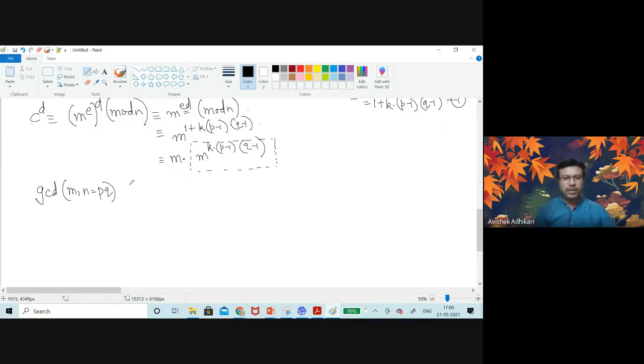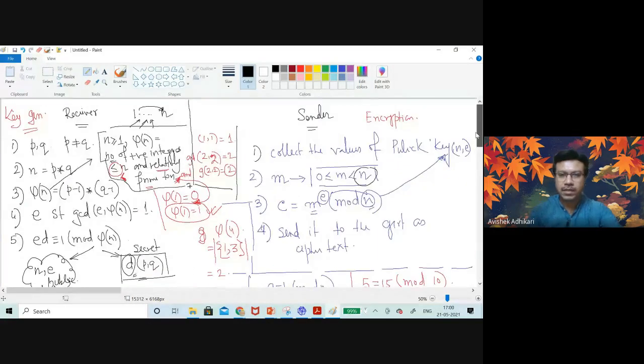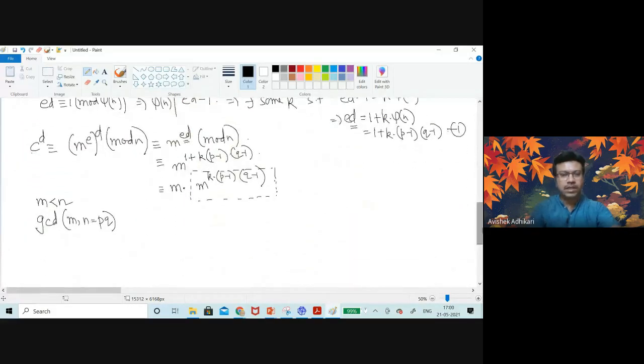What could be the GCD of? What was given? It was given that the value of m was strictly less than n. If you remember, when the sender was trying to send his message, he has this property: m is strictly less than n. Okay. Now, the receiver knows that m is strictly less than n.